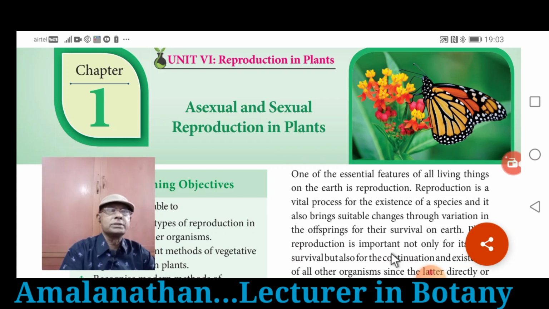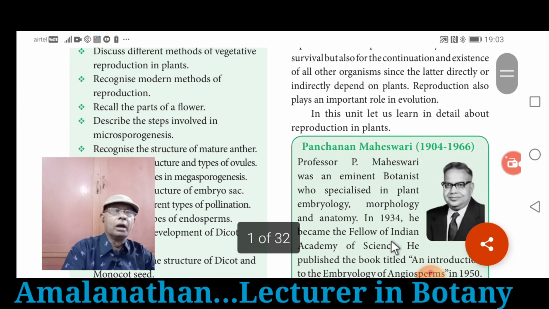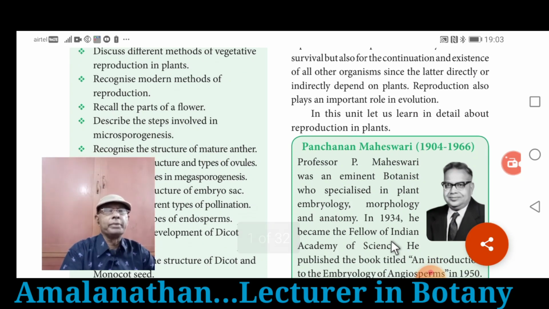Reproduction is of two types: asexual reproduction and sexual reproduction. Asexual reproduction is a very important method of reproduction taking place without the involvement of the gametes. Mainly, asexual reproduction takes place in lower group organisms. When reproduction takes place without the gamete, it is called asexual reproduction. There are different types of asexual reproduction, and that we will see.